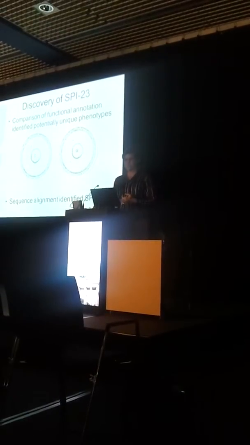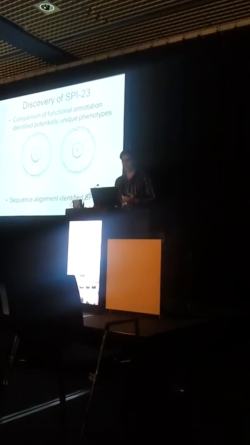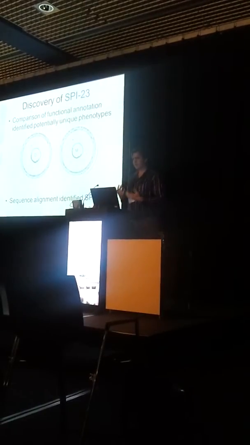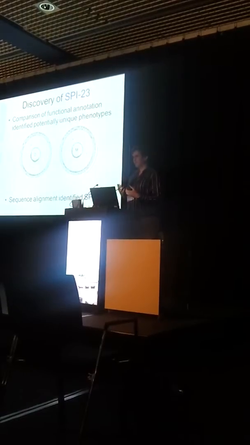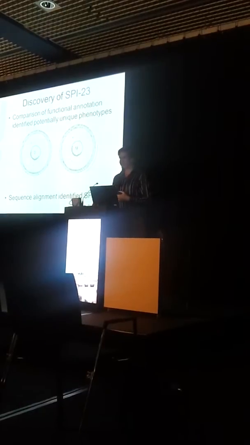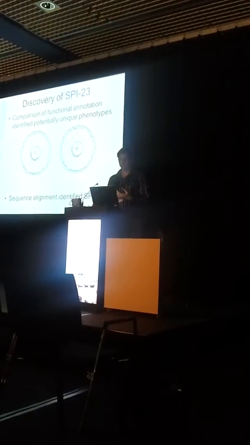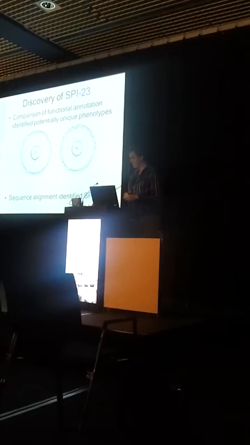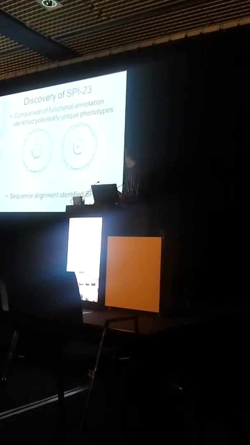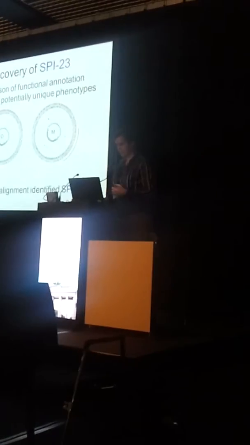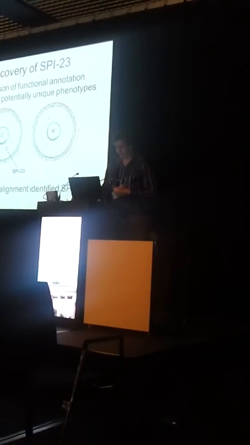So to start my research, I decided to sequence the chromosome of a few strains of each serovar. I performed functional annotation using the RAST annotation system, and by comparing these functional genomes, I managed to identify potential phenotypic differences, for which I could then develop phenotypic tests to study. I also performed a basic sequence alignment and discovered a new Salmonella pathogenicity island, SPI-23, in the chromosome of S. Darby.